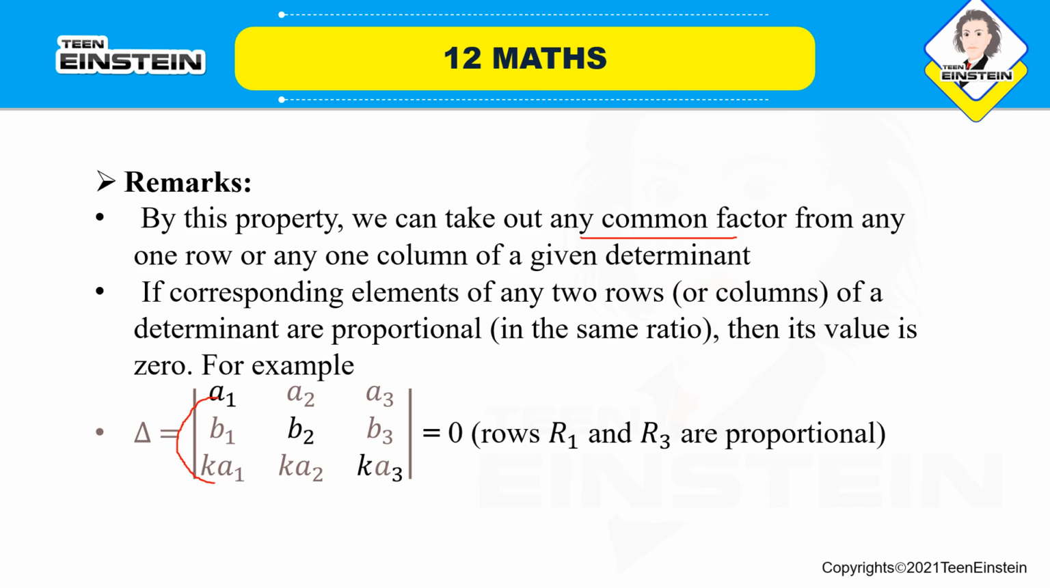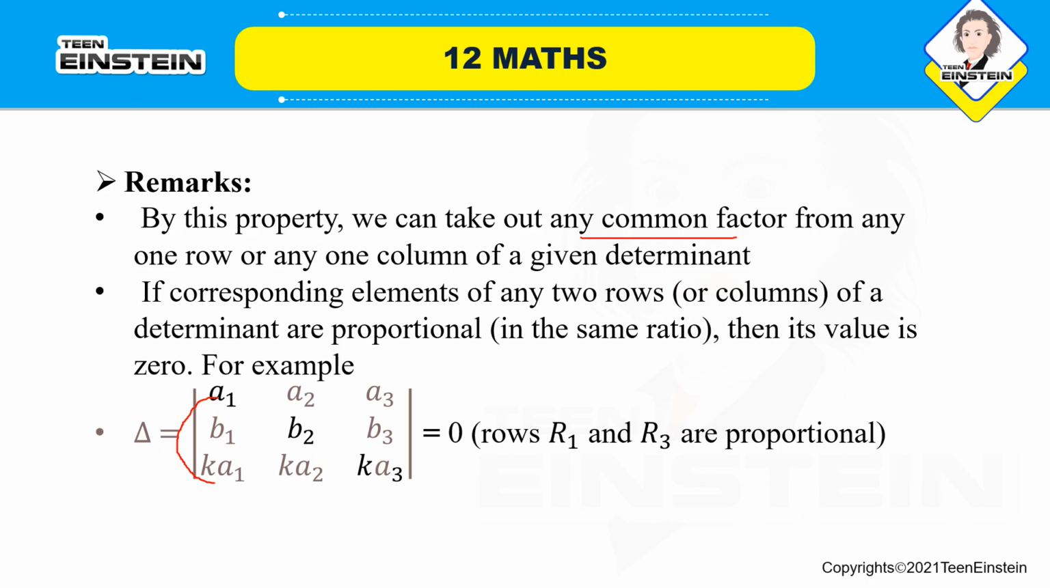The first row is A1, A2, A3, whereas the third row is k·a1, k·a2, k·a3. That is, the third row is obtained by multiplying the first row by the constant k. If each element of the first row is multiplied by k, then you get the third row. The third row elements are obtained by multiplying the first row elements by the non-zero scalar k.